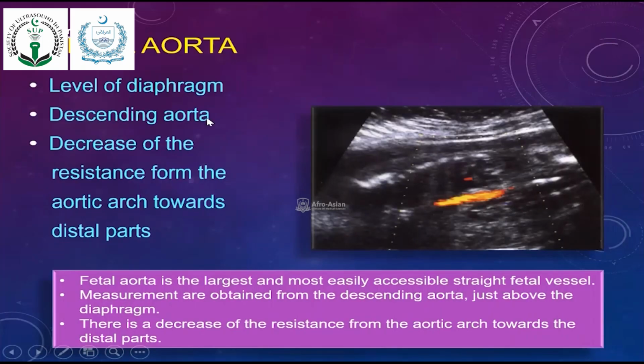It is the descending aorta. There is a decrease of the resistance from the aortic arch towards the distal parts. We will take its sample. Fetal aorta is the largest and most easily accessible straight fetal vessel, and measurements are obtained from the descending aorta just above the diaphragm. There is a decrease of the resistance from the aortic arch towards the distal part. So the resistance is decreasing as we are going down along the descending aorta.